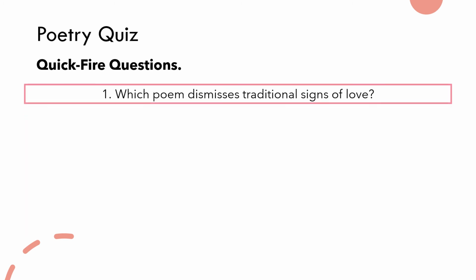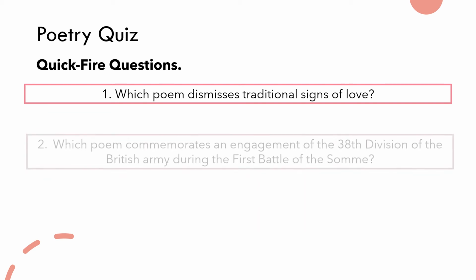Okay, so I'm going to go through the questions then. If you need some extra time, if you want to pause the slide at any point, feel free to do so. So number 1, which poem dismisses traditional signs of love?